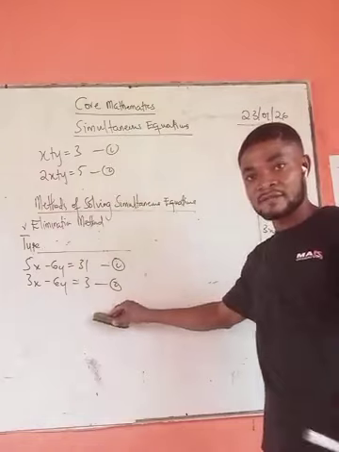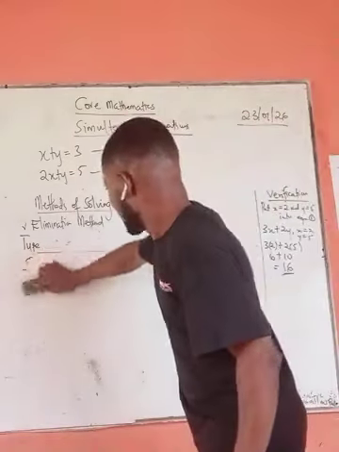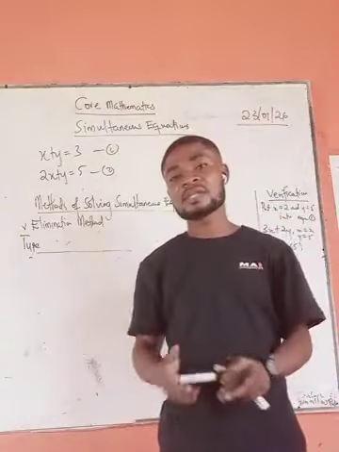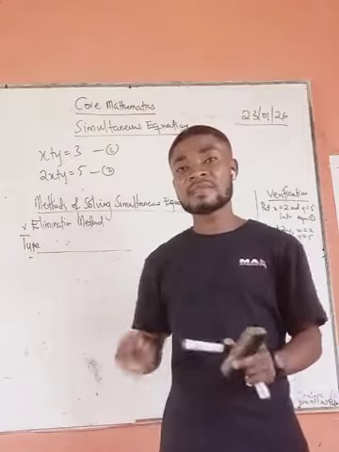So I hope by now you have done this, okay? Now, the second type of elimination method I want us to look at is multiplication by a constant.